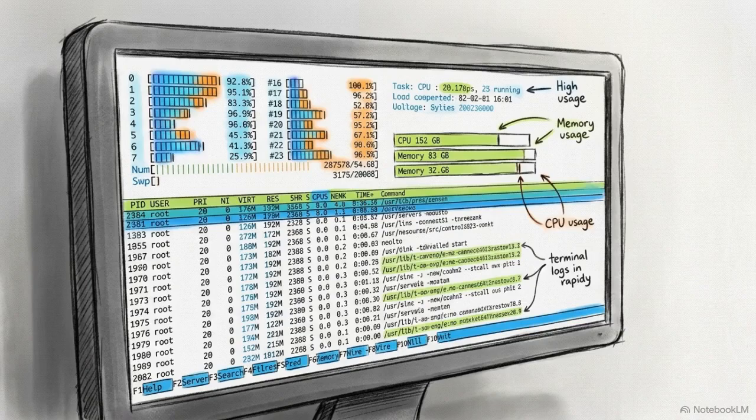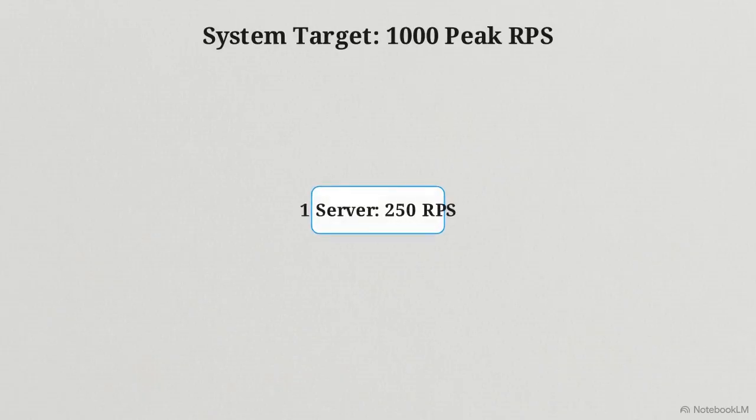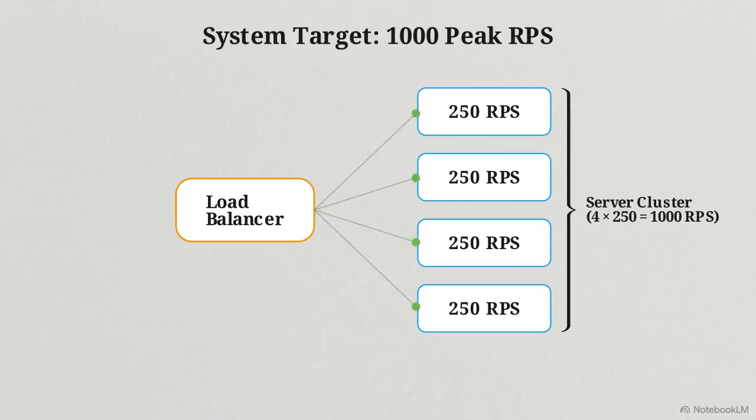Step 3 is sizing your compute layer by testing its capacity against that 1,000 RPS. You have to determine if a single standard server can handle all 1,000 requests. If we assume one server handles 250 requests per second, we need a cluster of 4 servers to stay online. With multiple servers, we now add a load balancer to distribute the incoming traffic flow evenly across the cluster.